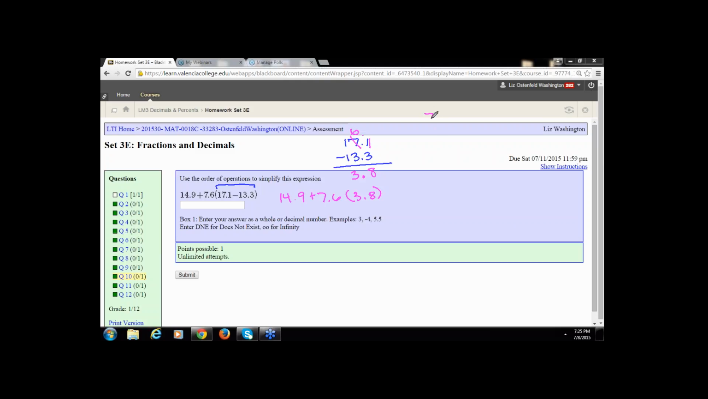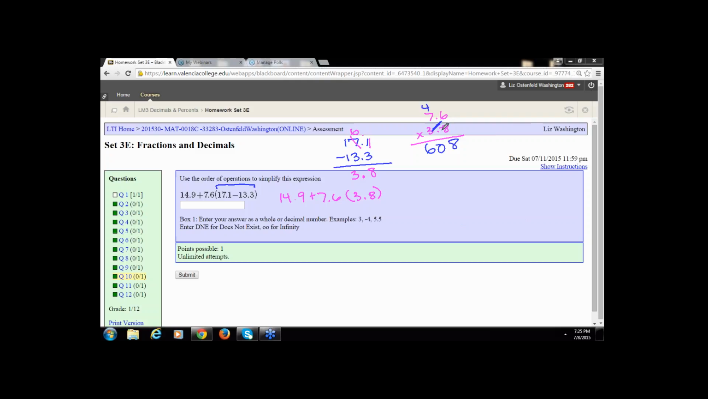So now you have to do the 7.6 times the 3.8. When it comes to multiplying, you don't really need to line them up. You're just going to count them at the end. So I am going to change my color again. 8 times 6 is 48. Carry the 4. 8 times 7 is 56. Plus 4 is 60.